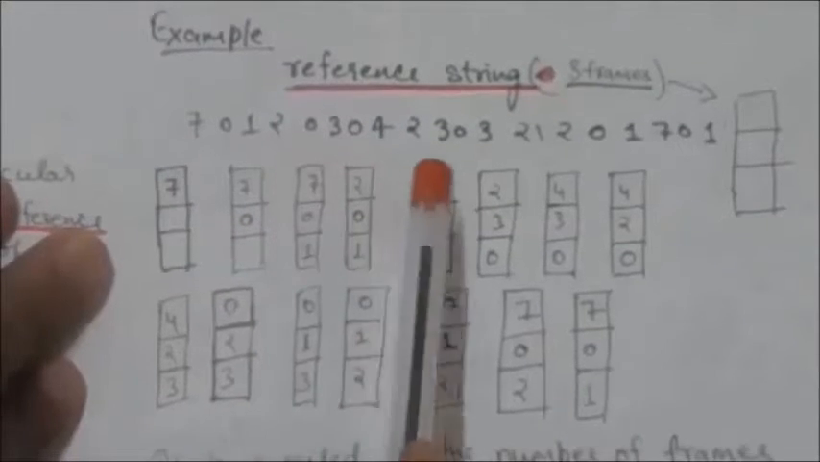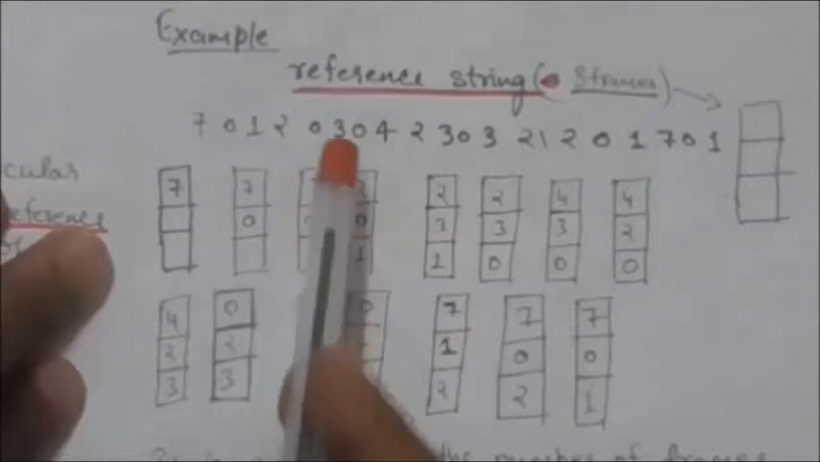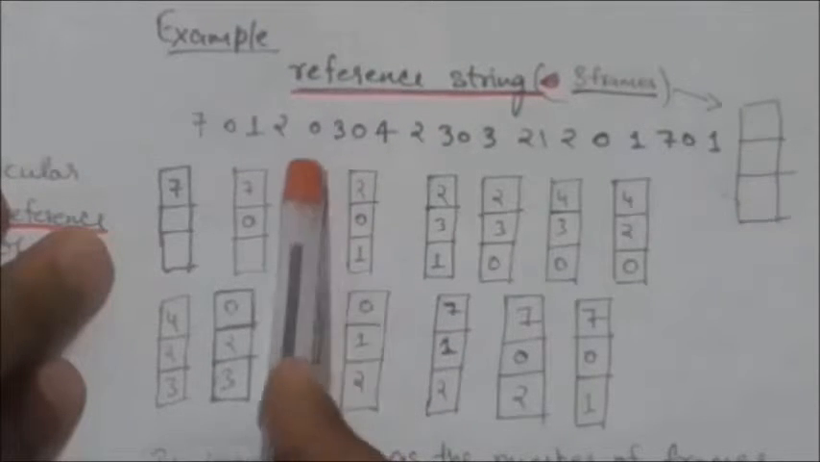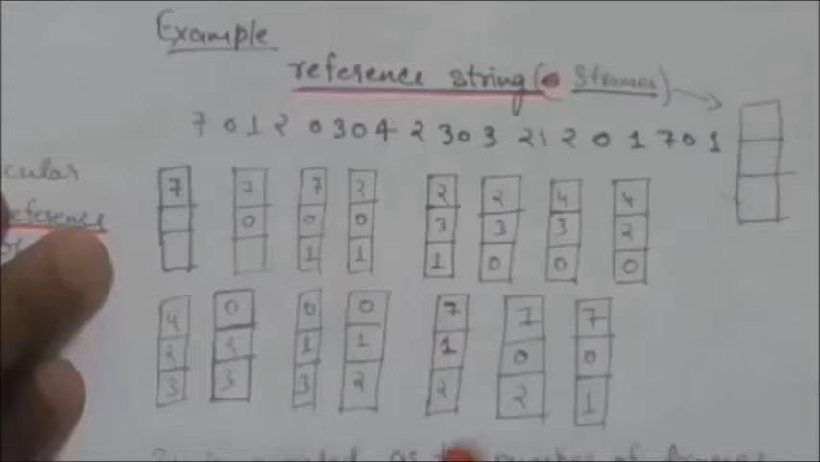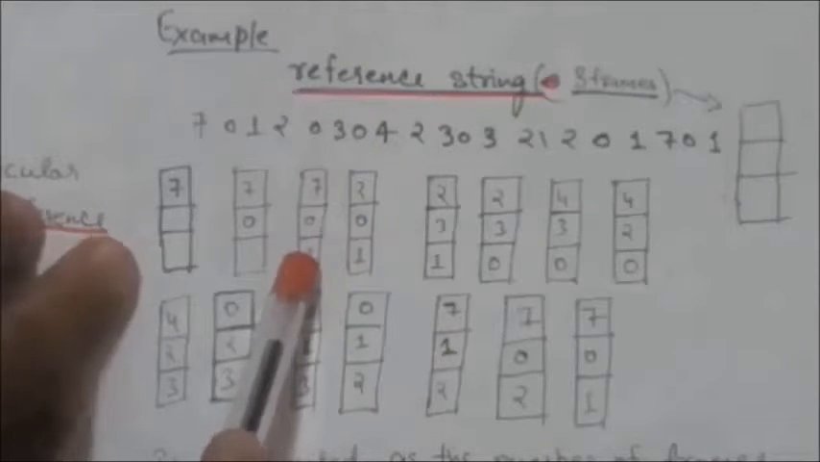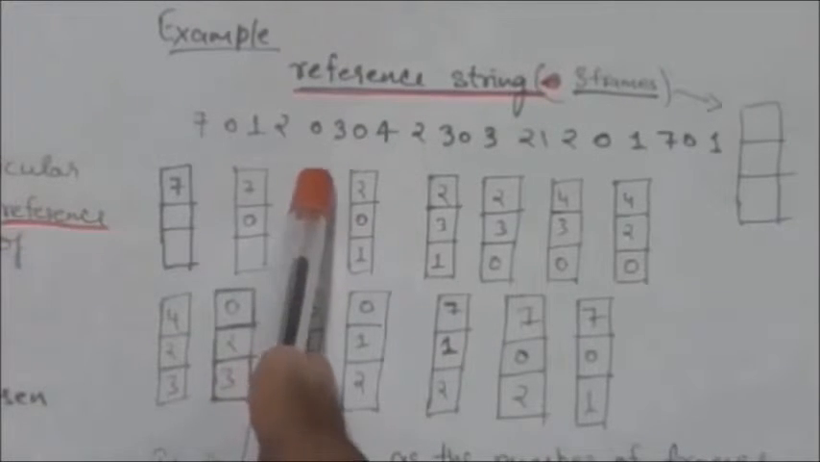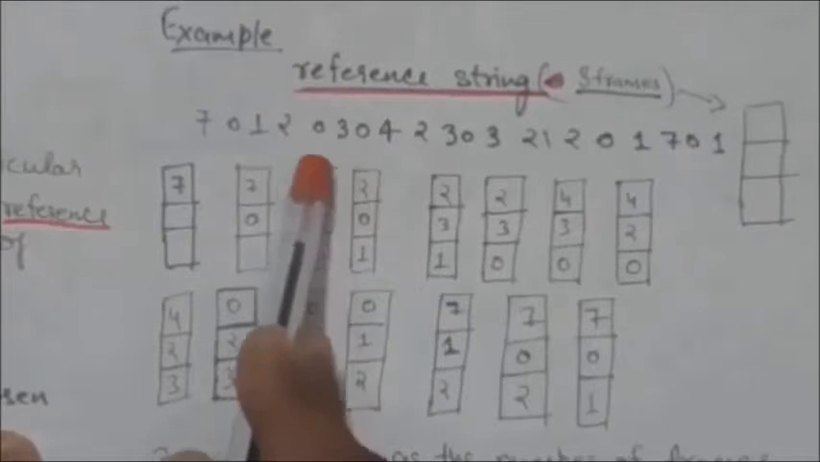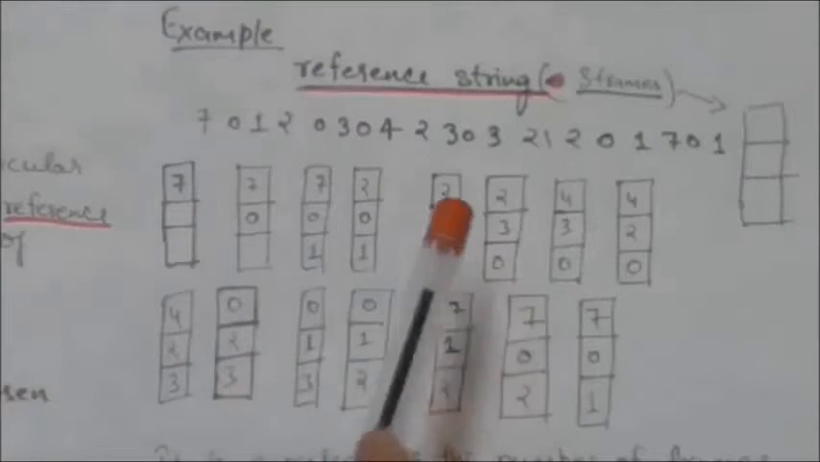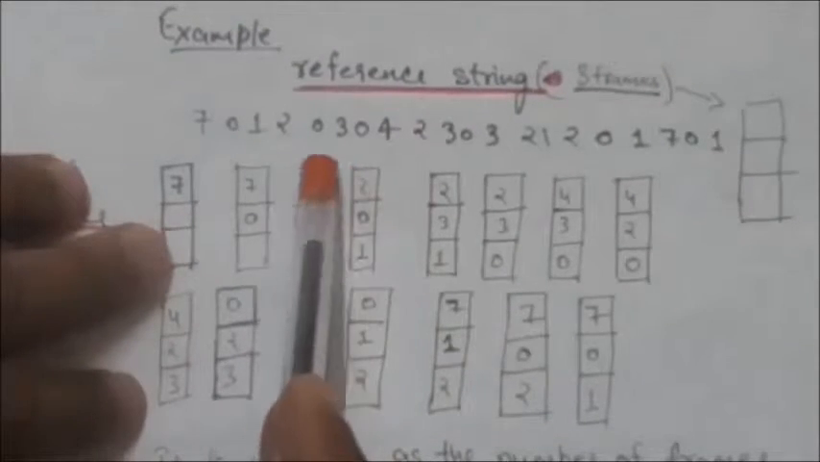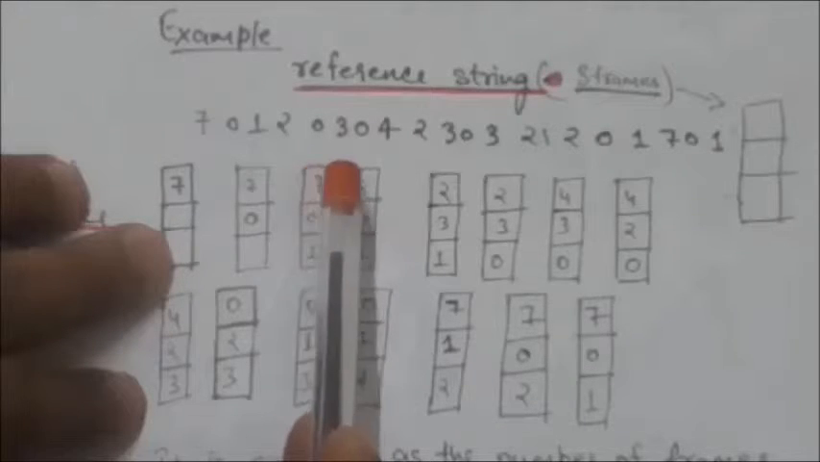Now here you can see that main memory is not free. All the three frames are occupied, right? In main memory there is no space for page number 2. So one of the pages which is in main memory has to be replaced. Then which of the pages should be replaced?